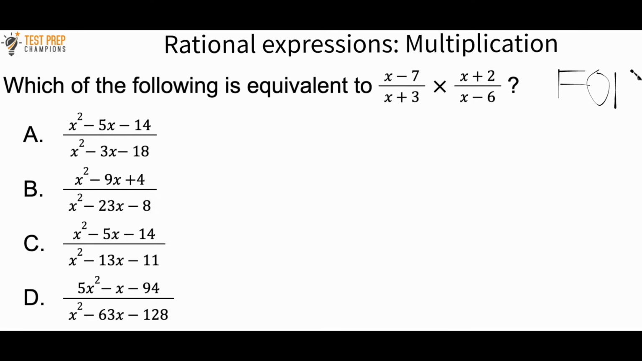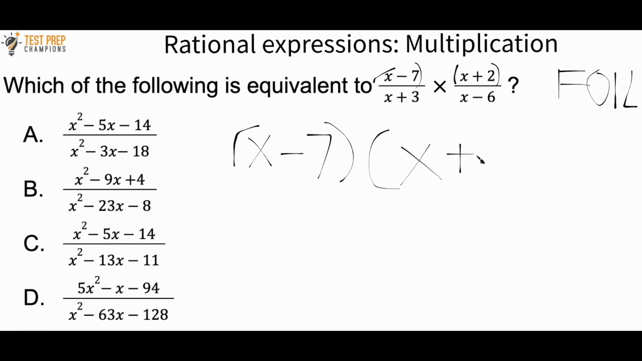Okay, so we're going to use the FOIL method. I'm going to start with x minus 7 and x plus 2, and apply the FOIL method to them. And then I'm going to go down to the bottom of the fraction and use the FOIL method with x plus 3 and x minus 6. All right, so let me show you what I mean.